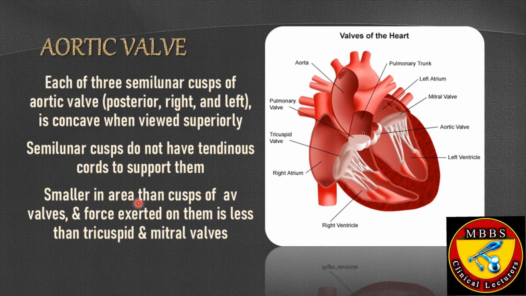They are smaller in area than the cusps of the AV valve. As compared to the AV valve, you can see these are smaller, and the force exerted on them is less than on the tricuspid and mitral valves. So the force exerted on them is less as compared to these AV valves.